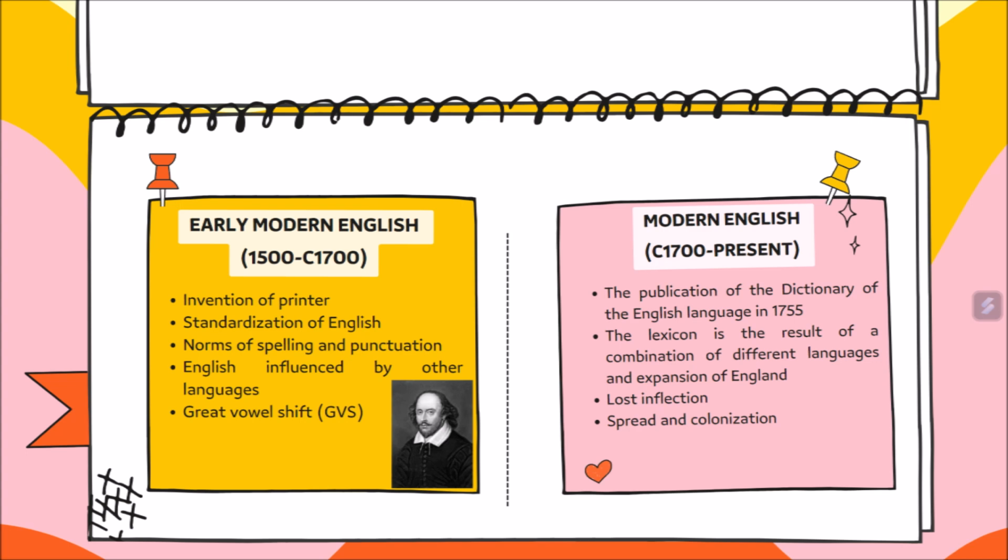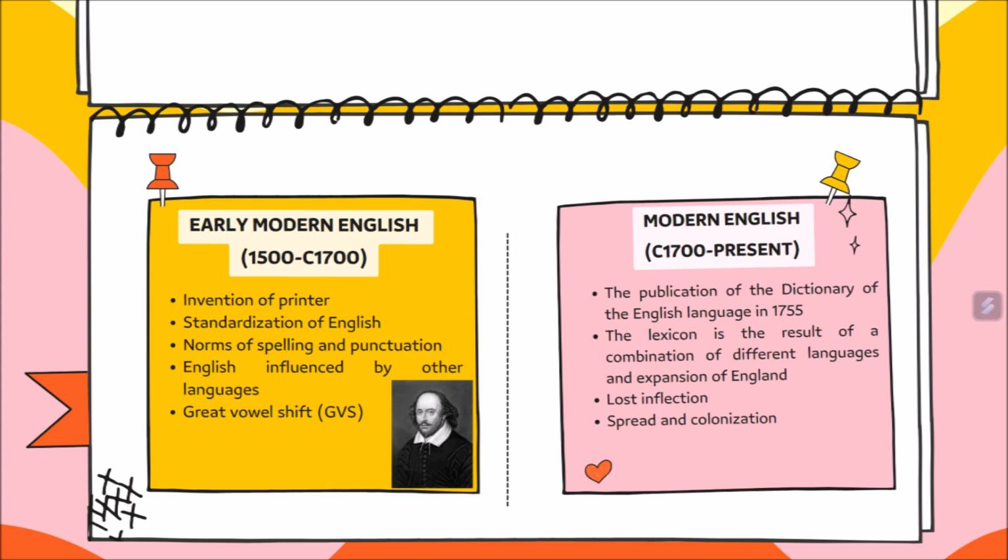Modern English. Even though there is no historical landmark, the beginning of this period is related to the publication of the Dictionary of the English Language in 1755. The lexicon is the combination of Germanic, Latin, Greek, French, and the geographical expansion of England.